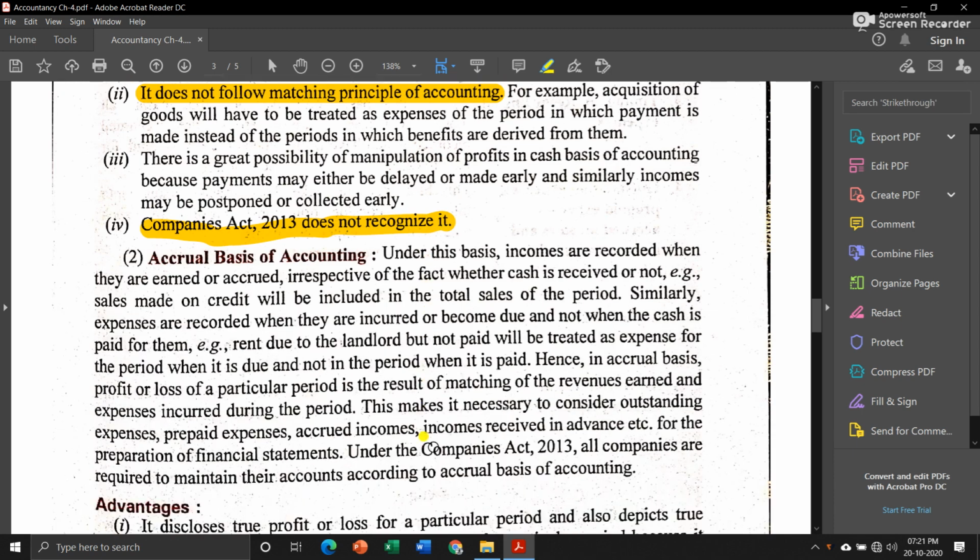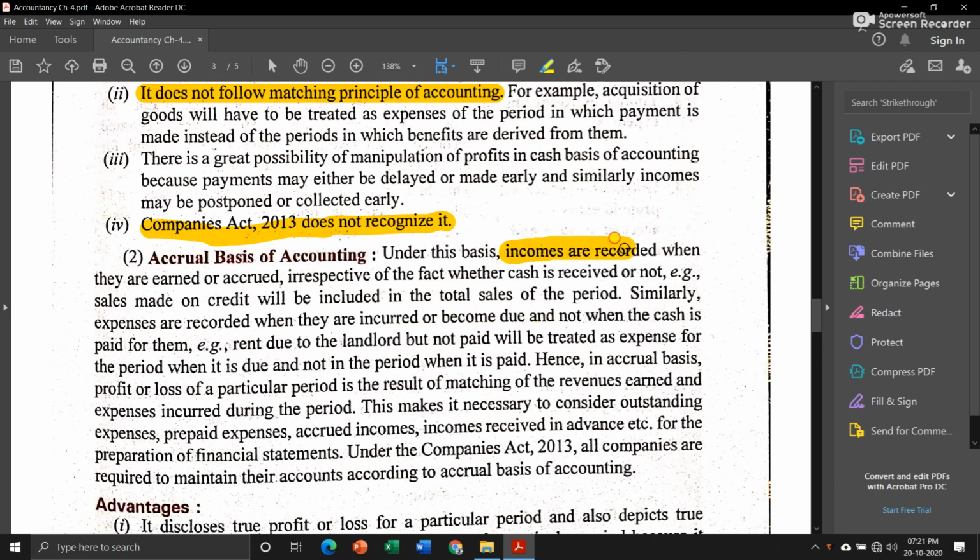Now next is accrual basis of accounting. Under this basis it is the opposite of cash basis. In accrual basis of accounting, whether you have received or made the payment or not, as soon as the transaction takes place you will record it in your books. Okay.